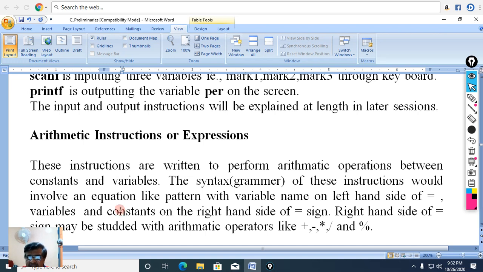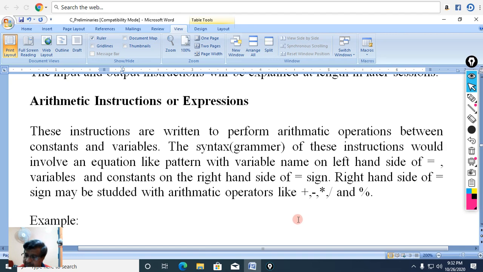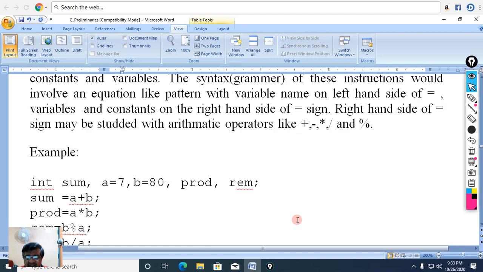The typical arithmetic instruction, or arithmetic statement, you can call it an instruction or you can call it a statement. An arithmetic statement will involve a left hand side and a right hand side separated by an equal sign, and the right hand side may contain an arithmetic expression and the left hand side will have a lone variable.